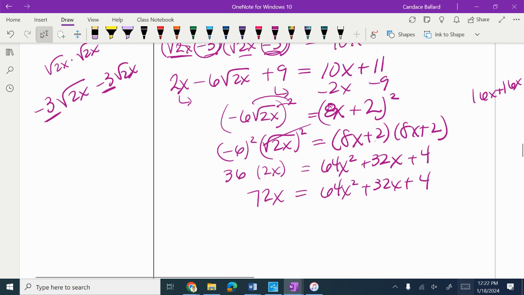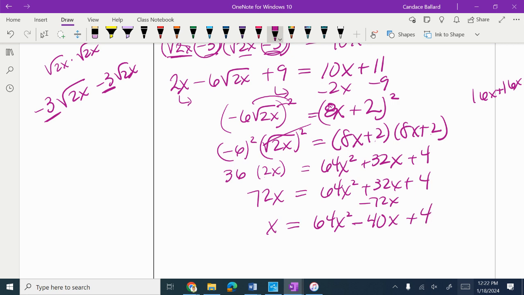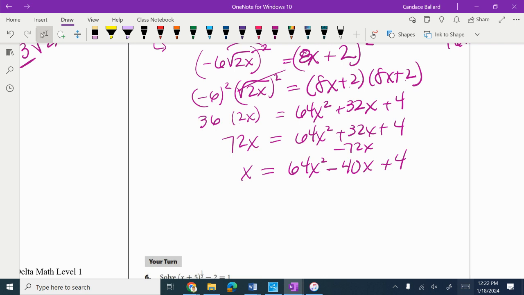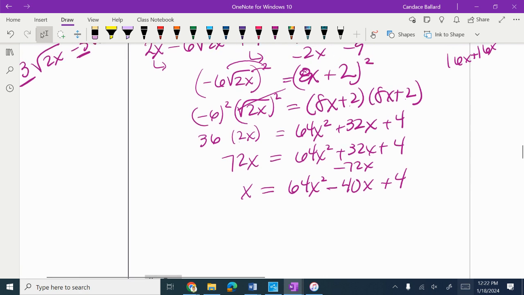This one's ugly. All right, I'm going to take this and I'm going to move it to the other side by subtracting. So I have x equals 64x squared, 32x minus 72 is 40x plus 4. Now, it's entirely possible we could take out a greatest common factor, and it's entirely possible that a magic x would work on this. But those numbers are pretty ugly, so I'm going to choose to do the quadratic formula to try to solve for x. And I just made this equal to x, and it should have been equal to 0. Because remember, to solve for a quadratic, it has to be equal to 0.